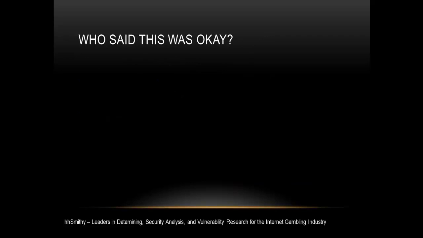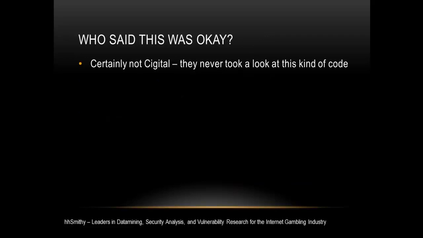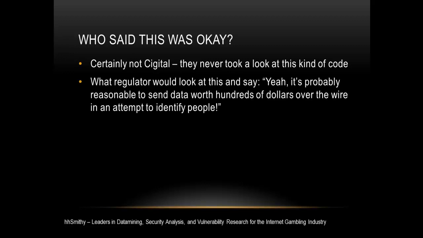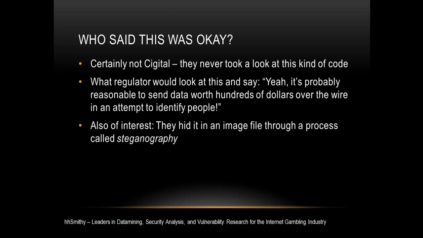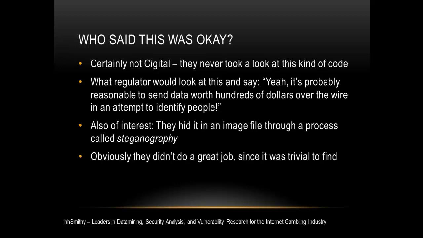So who said this was alright? Well, certainly not Cigital. They never took a look at this kind of code. And, moreover, what regulator would look at this and say, yeah, it's probably reasonable to send data worth hundreds of dollars over the wire in an attempt to identify people? Also of interest, they hid it in an image file through a process called steganography. And obviously they didn't do a very good job since it was trivial to find. So, you can draw your own conclusions from that.